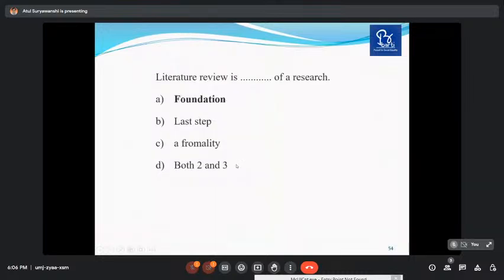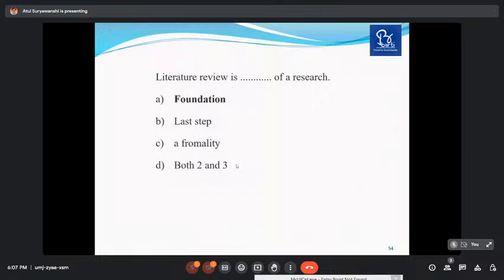Literature review is a dash of research. So literature review is the beginning, and this is the foundation of the research. It is not the last step of formality. It is the foundation, it is the beginning. Because after conducting a literature review, you come to know certain realities and facts of how to approach that particular literary field so that we can pursue and follow our research. So literature review is done in the very beginning of the research.